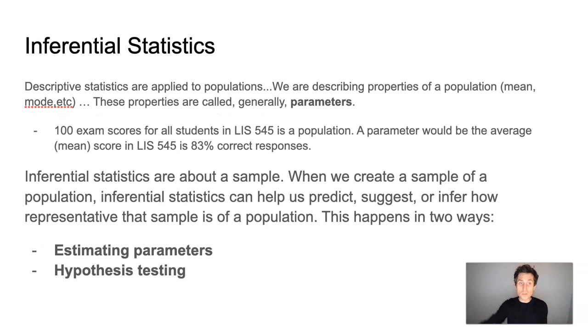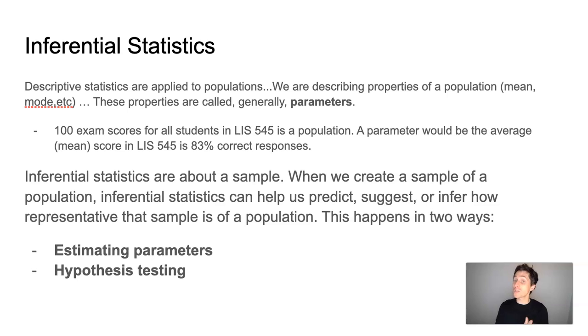Okay, so let's move on to inferential statistics. Taking a step back, one of the things that we said about descriptive statistics is that they're oftentimes suggestive of what a population's characteristics are. That is, we're describing things like the mean and the mode, and these are properties, sometimes called parameters, of what might be generally a population.